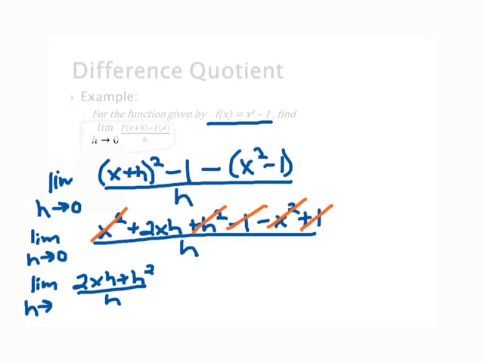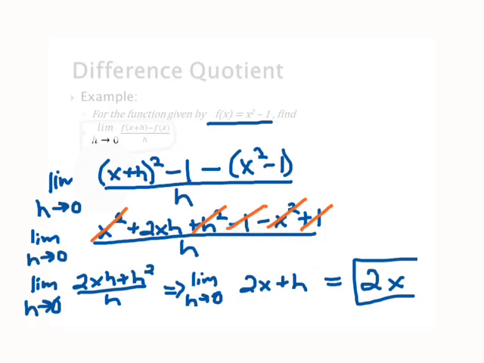Now, we still run into the problem that we can't use direct substitution. We're still going to end up with 0 in the denominator, but we can obviously see that h is going to factor out of the numerator, and then we can cancel that out in the denominator. So ultimately, we end up with the limit as h approaches 0 of the quantity 2x plus h. And now I can apply direct substitution. The limit as h approaches 0 of the quantity 2x plus h, plugging 0 in for h, is simply equal to 2x.